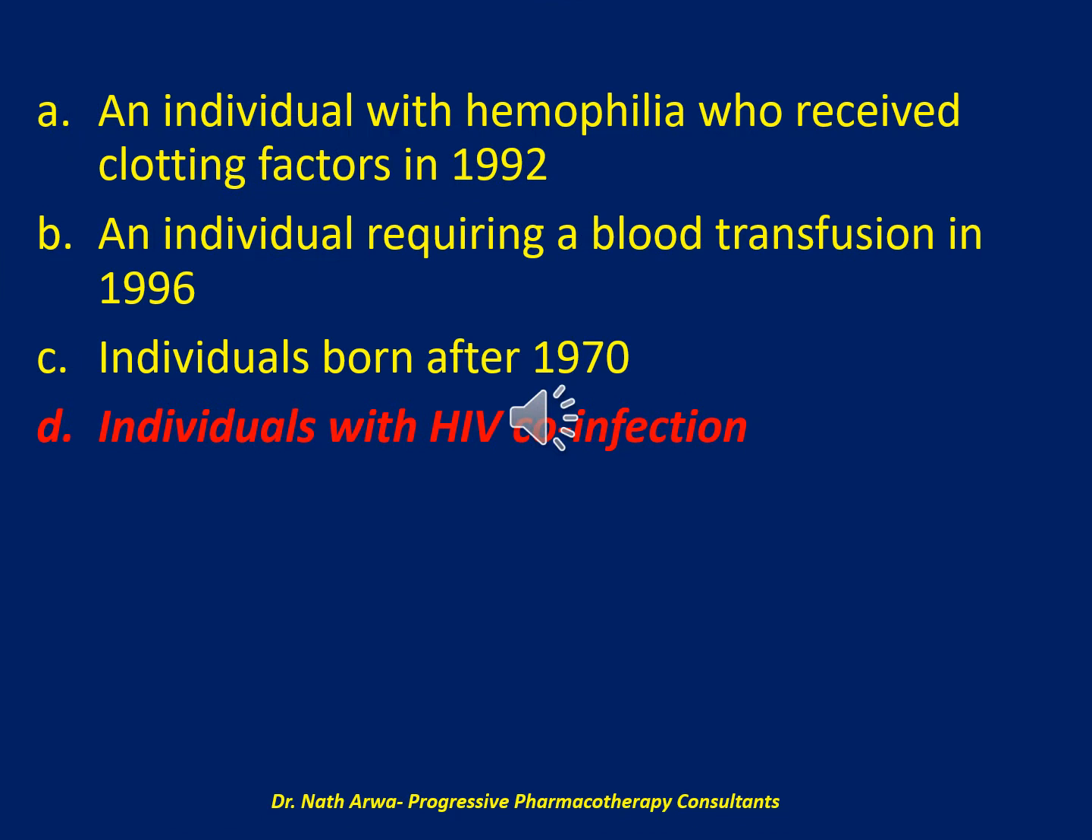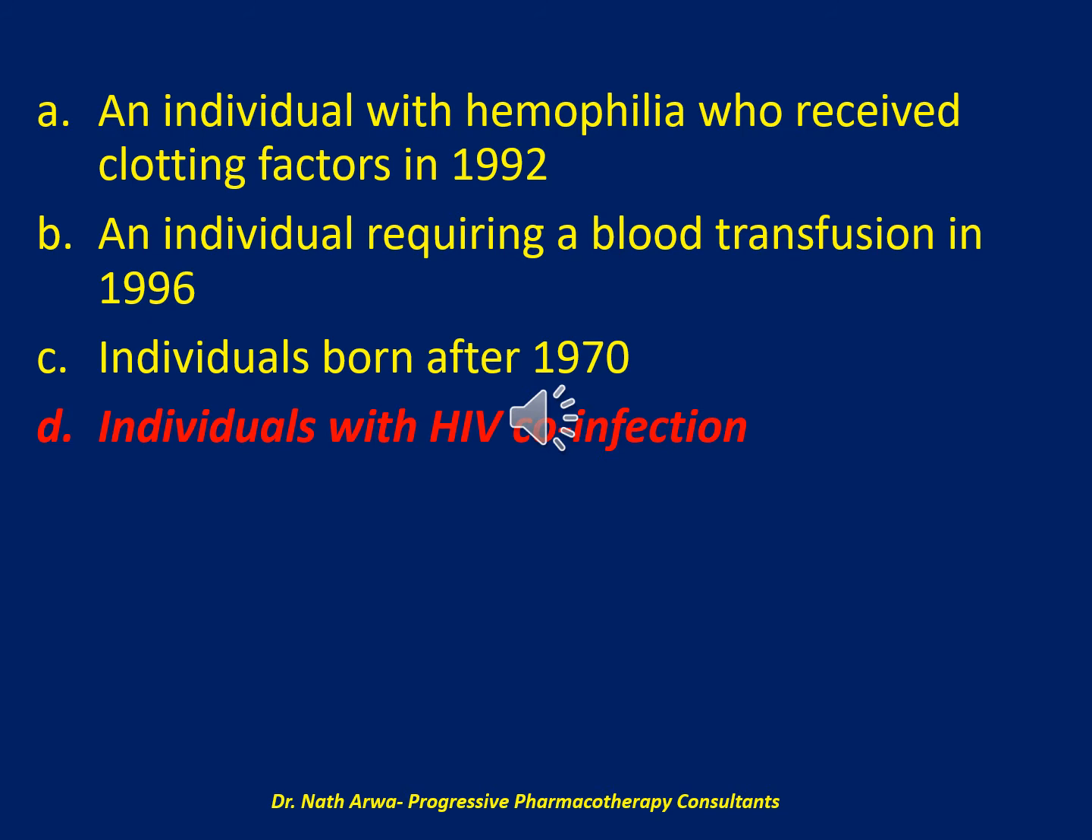And the correct answer is D. Individuals with HIV co-infection. Option D is the best response since patients living with HIV carry a higher risk of co-infection. Option C is incorrect because the baby boomer population, date of birth 1945 to 1965, carry the highest risk of HCV, therefore, those born after 1970 do not carry as high of a risk.